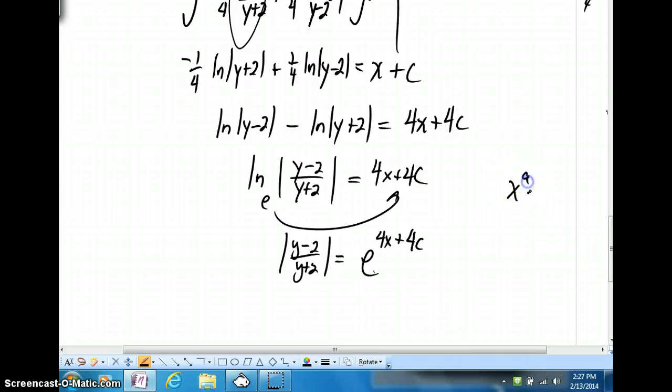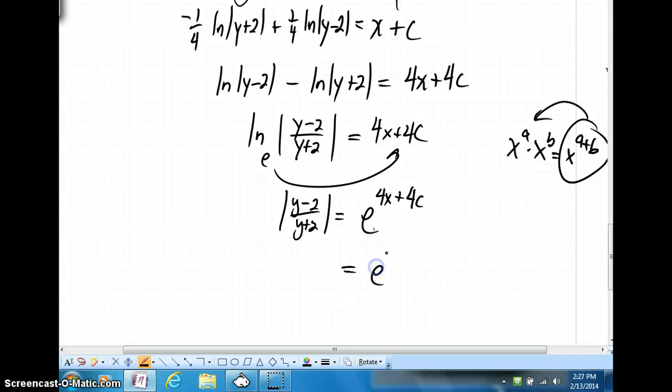Remember, we have x to the a times x to the b equals x to the a plus b. We could go from the right side to the left side. In other words, we could pull out e to the 4c times e to the 4x. And as we continue to work this out, we could just call that an arbitrary constant now. Call that your c sub 2 if you'd like.